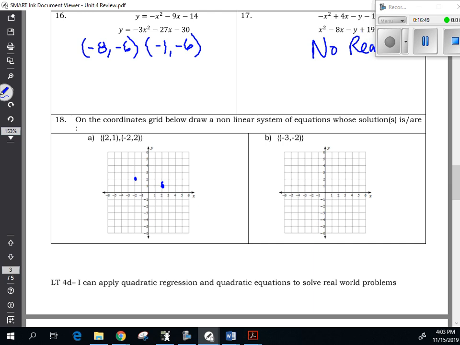It could be quadratic and a line. And I know that they intersect at those points. So I know that my one graph, I'm going to make this one a parabola, goes through those points, and then so it goes through these points right here. So there you go.